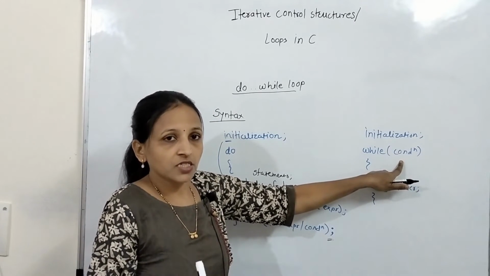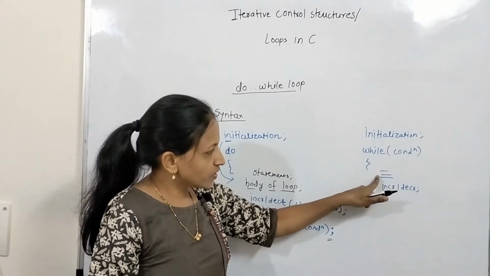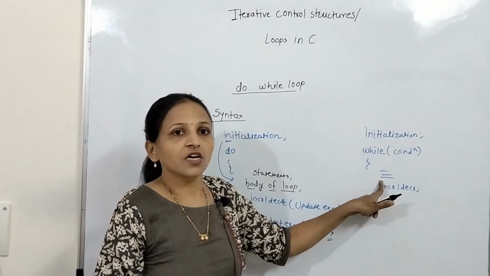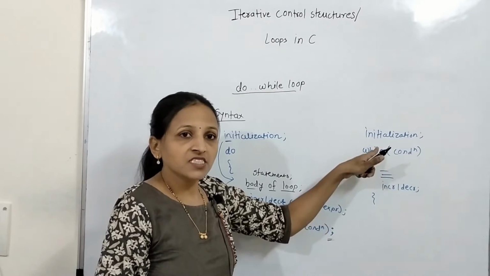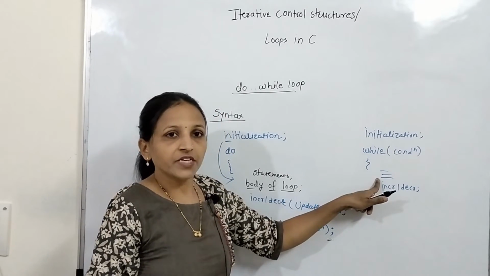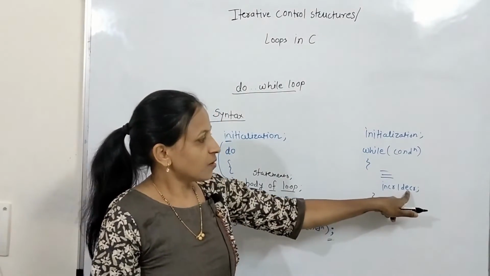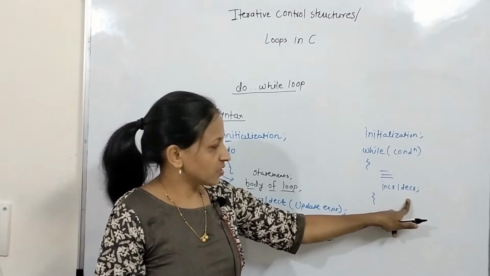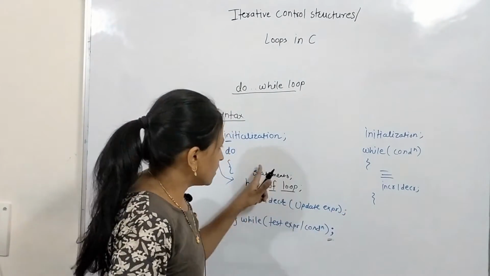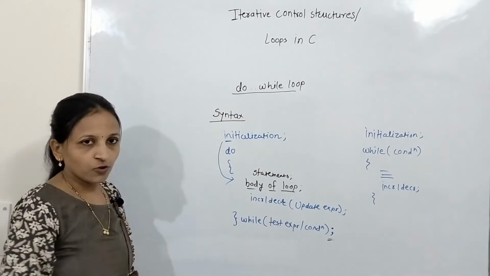If that condition is true, then only control will come inside to execute the statements inside this while, whatever is written, and after that this update expression, whatever increment or decrement, will be done. Okay, but here in case of this do while loop, what will happen?